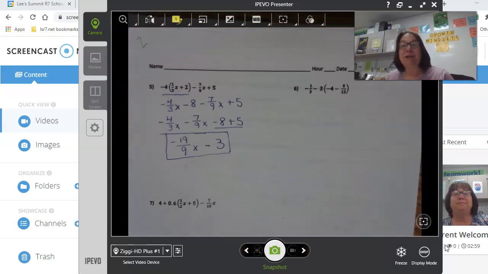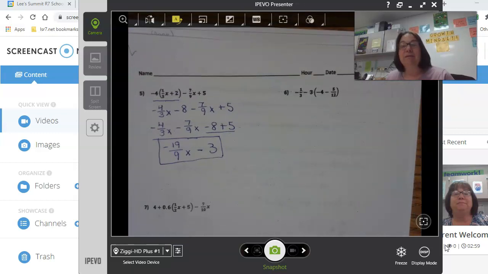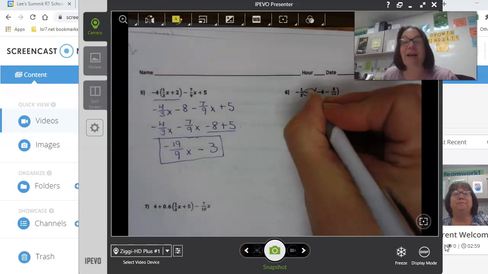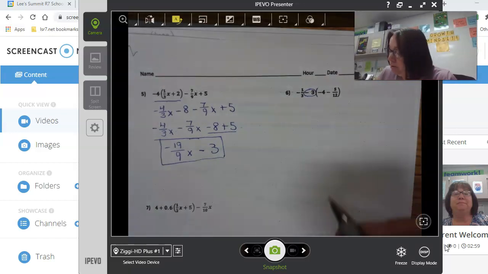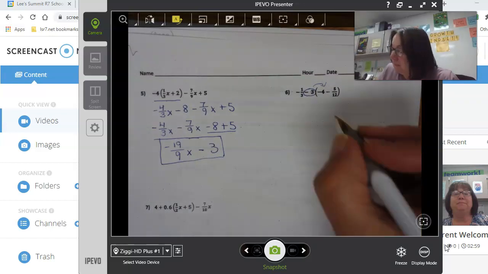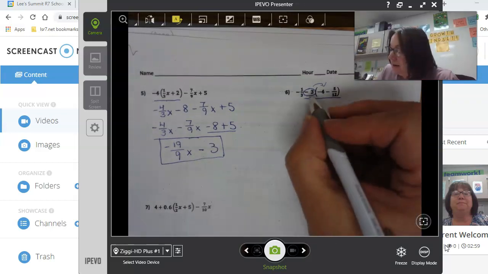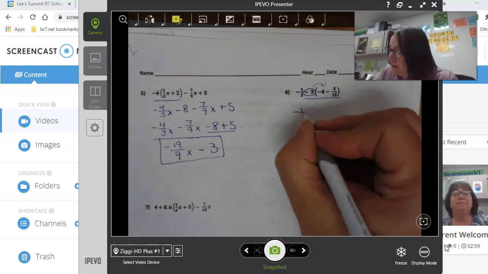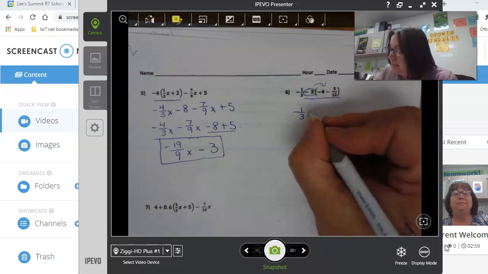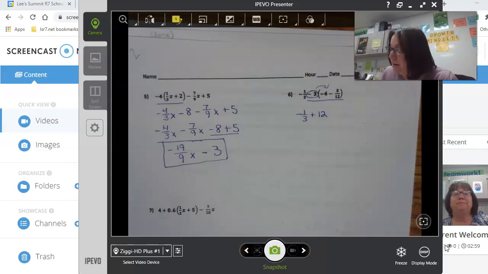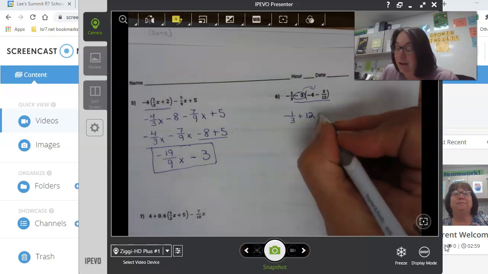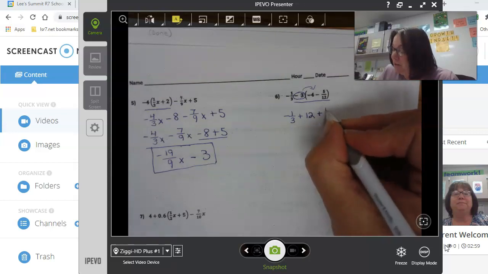All right, try number 6. And come back. Keep in mind right here, this negative 3 is what I'm going to distribute right here. All right, so I take negative 1/3, and then I distribute. Negative 3 times negative 4 is a positive 12. Negative 3 times a negative 5/12 is a positive 15/12.